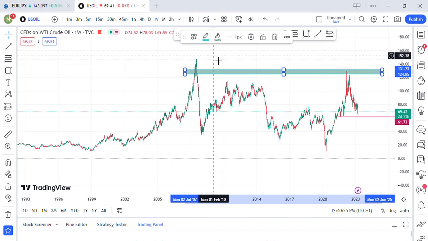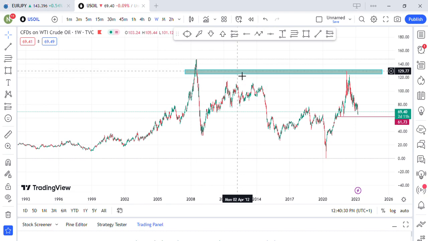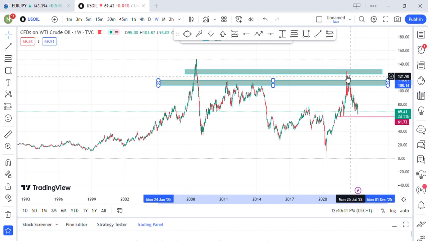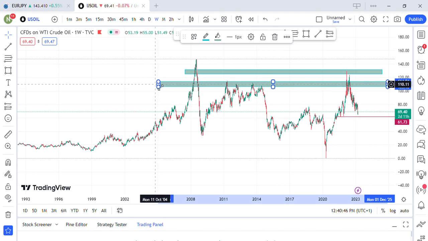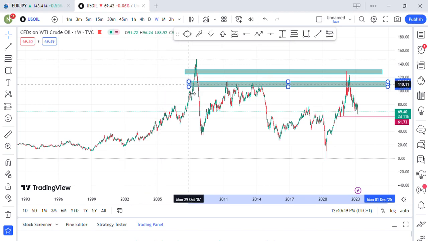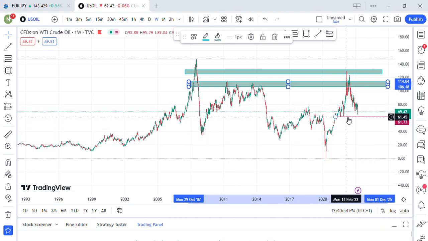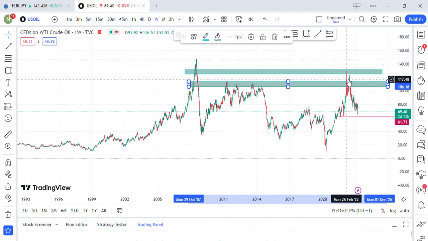You can say here is a key level. You can also come here and draw another key level. Basically, key levels are not just lines, they are zones. I can't just put a line like this. A zone means it covers this, this, this, this, this.